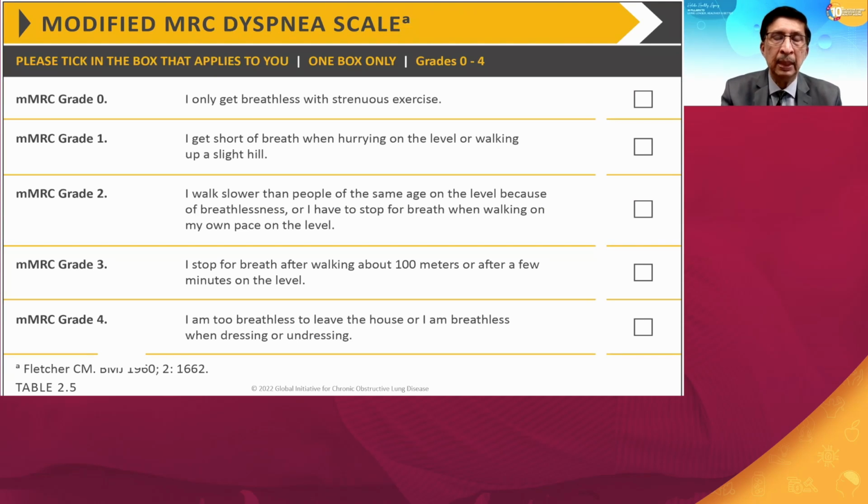The other two measures that we use are, first, the MRC dyspnea scale, which is graded from 0 to 4. Grade 0, the patient says, I only get breathless with strenuous exercise. Grade 1, it is only dyspnea on hurrying. Grade 2, I walk slower than most people, but I have to stop when walking. Grade 3, after 100 meters he has to stop, very breathless, but this is on level ground. And grade 4 is I'm too breathless to even leave the house, or I'm breathless even while dressing or undressing.